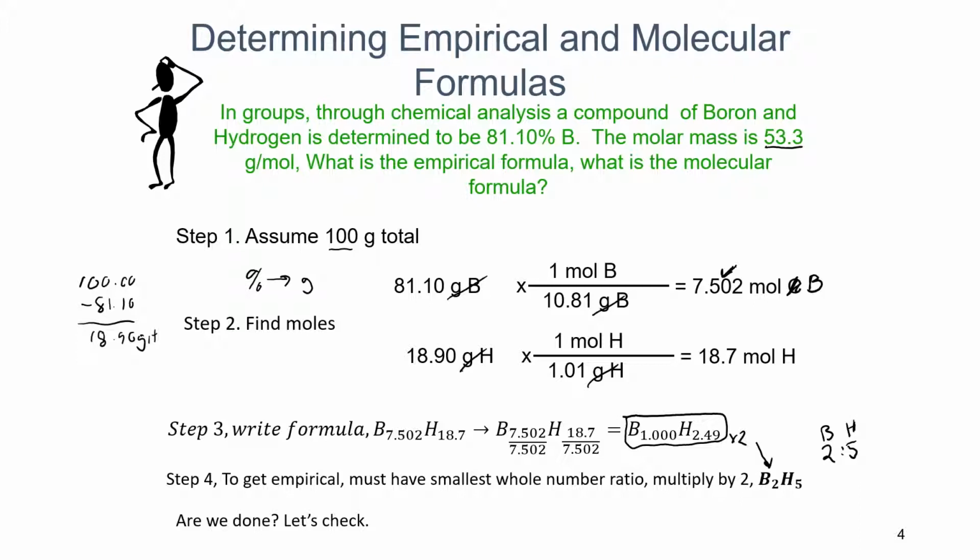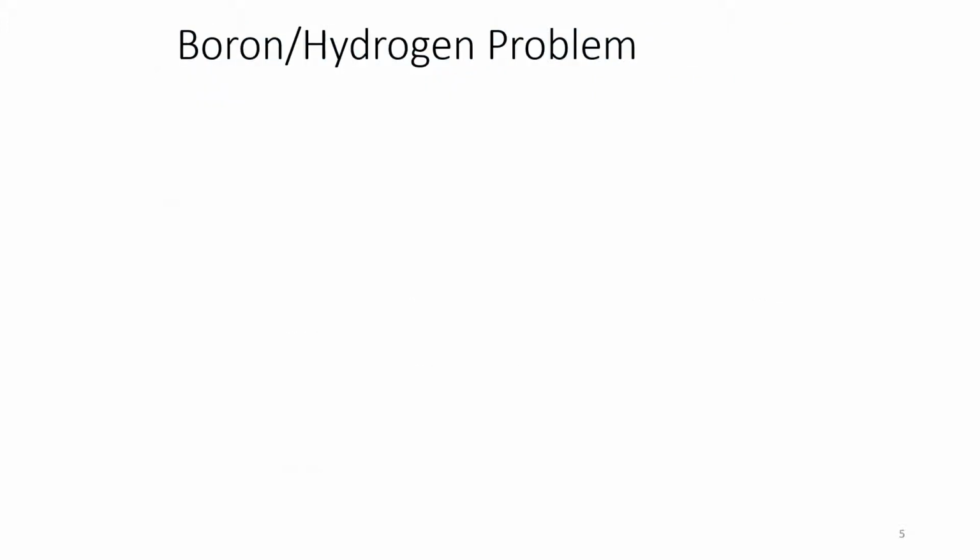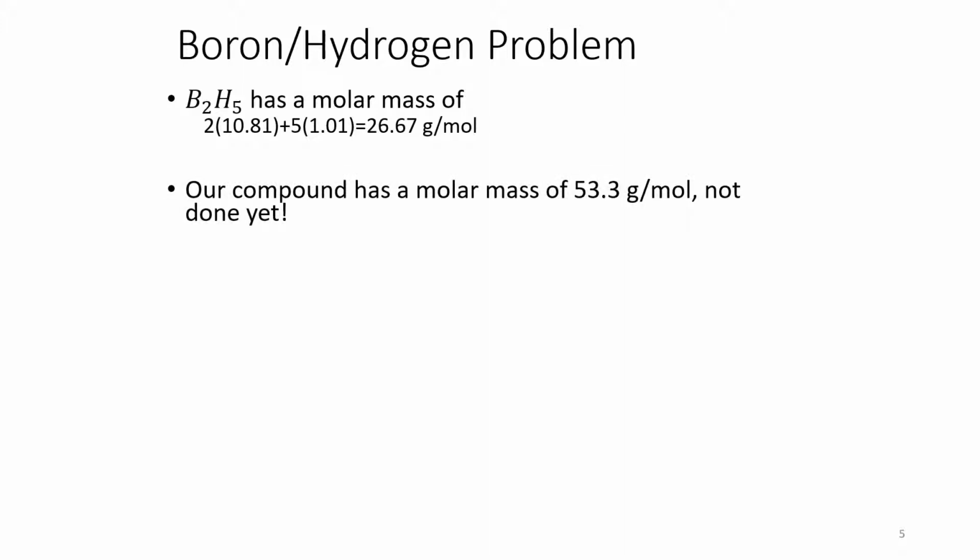Okay, so now that we know we have the simplest whole number ratio, we can ask ourselves, does this have a molar mass equal to 53.3 grams per mole? Is that the case? Let's check. So if we add up the molar mass, we find that B2H5 has 26.67 grams per mole, but our compound is 53.3 grams per mole, so we're not done yet.